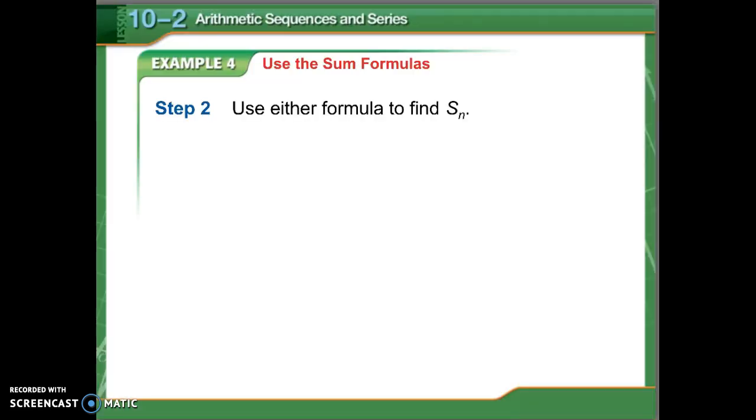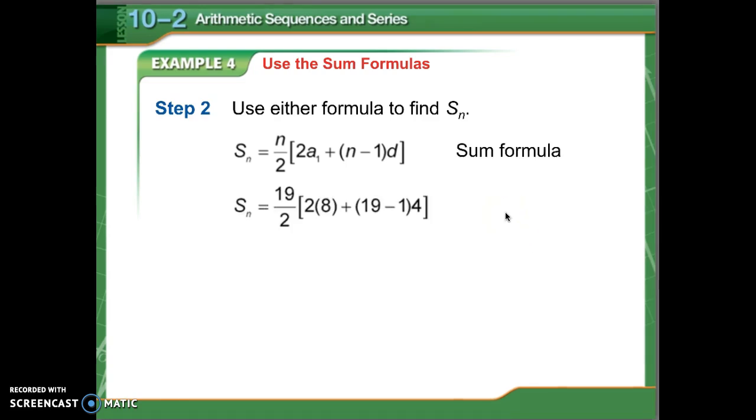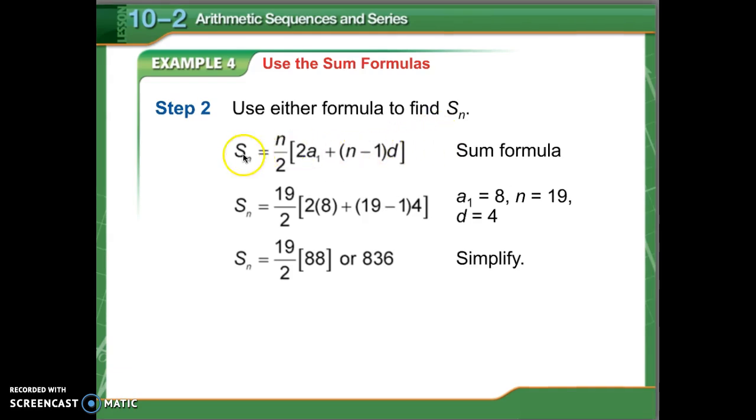Once you know that n is 19, you can plug in to whichever one of the formulas that you want in this case. They chose to use the second formula, so they used n over 2 times (2a1 plus (n minus 1) times d). We know n is 19. We know the first term was 8. We know the 19th term, n. We know n was 19 again. We know that common difference was 4. You plug all that in and simplify, you're going to get 836.